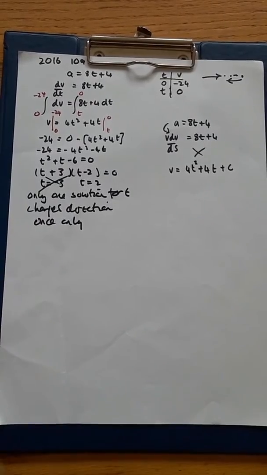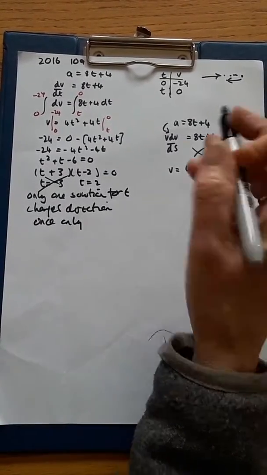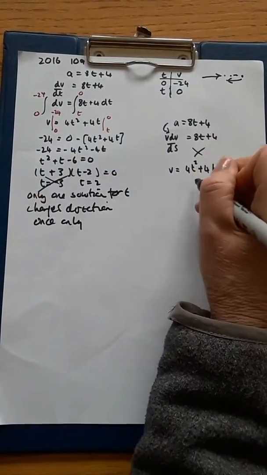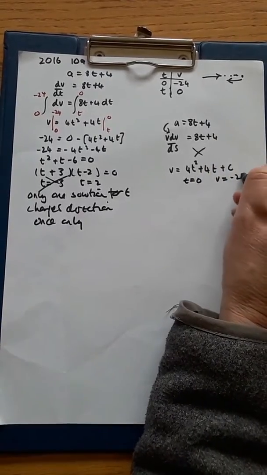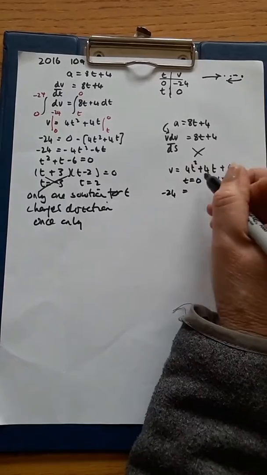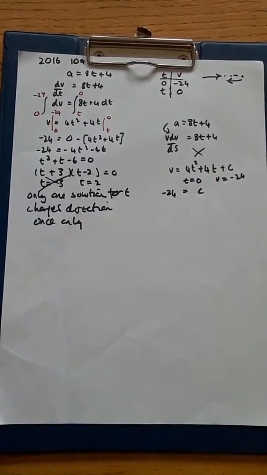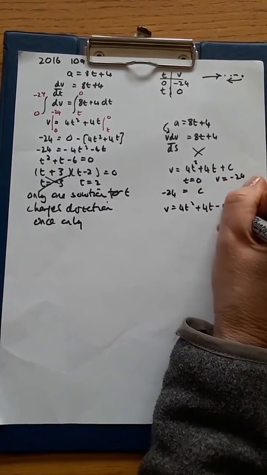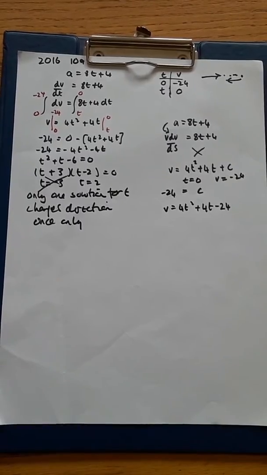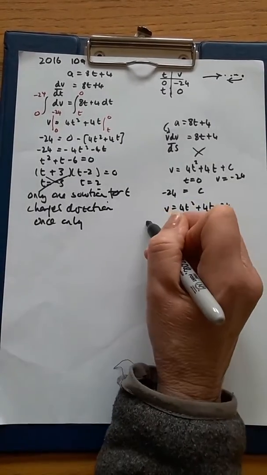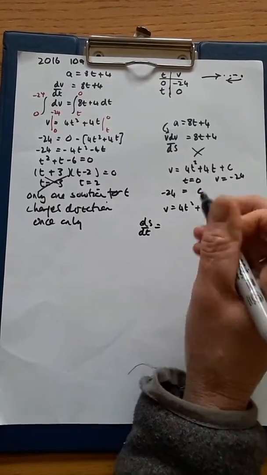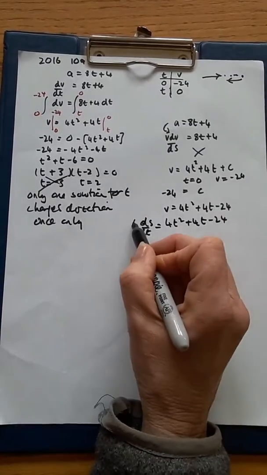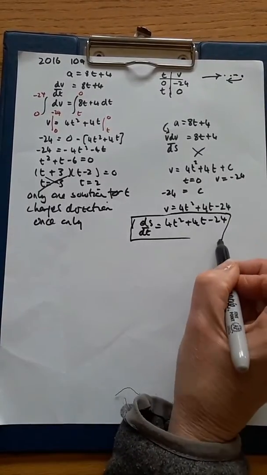Right, so I'm going to find c using my initial conditions. The initial conditions were that t was 0 and v is minus 24. So this becomes minus 24 is equal to 0 plus c. c is equal to minus 24. So my starting equation now is v is equal to 4t squared plus 4t minus 24. This will give me a direct link into distance. So this will become ds/dt is equal to 4t squared plus 4t minus 24. I'm going to use this equation now for part 2 of the question.